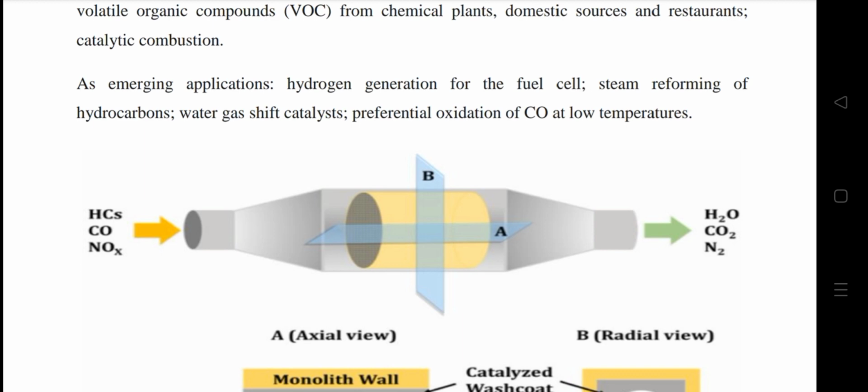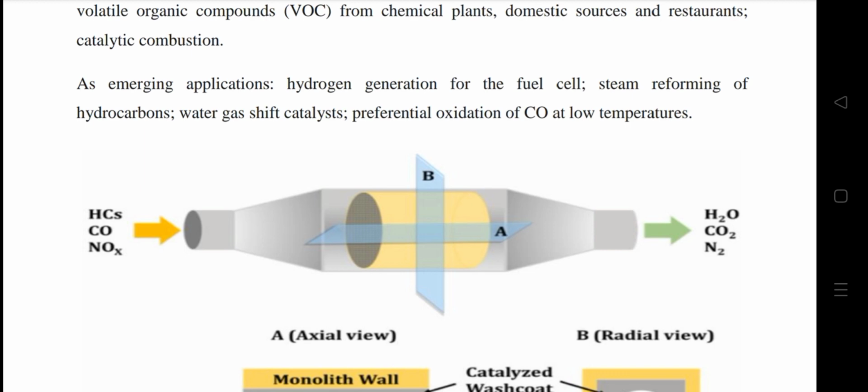There are a lot of hydrocarbons, carbon monoxide, and NOx, which affect the ozone layer and cause the greenhouse effect, which affects the temperature of the world, causing many problems, diseases and issues. These can all be treated with monolithic reactors.